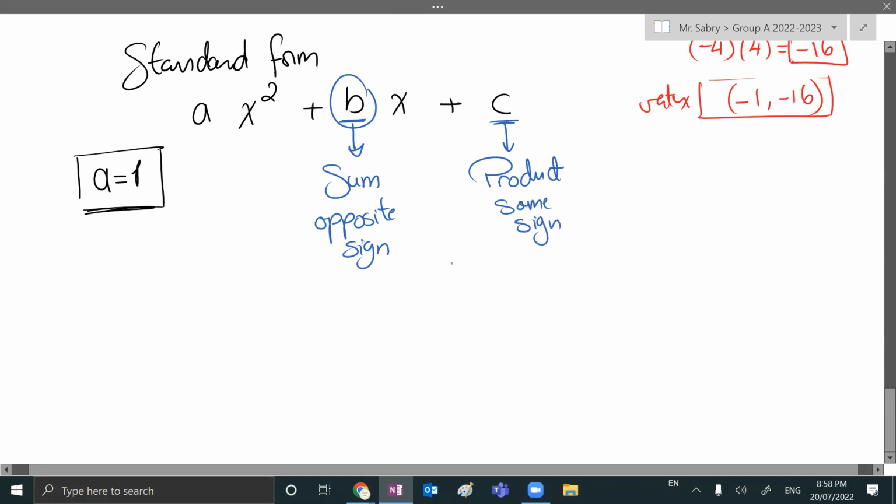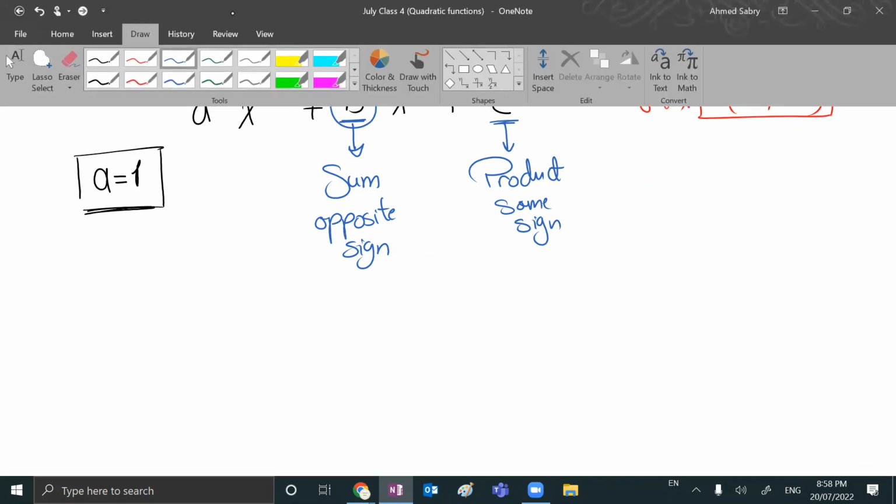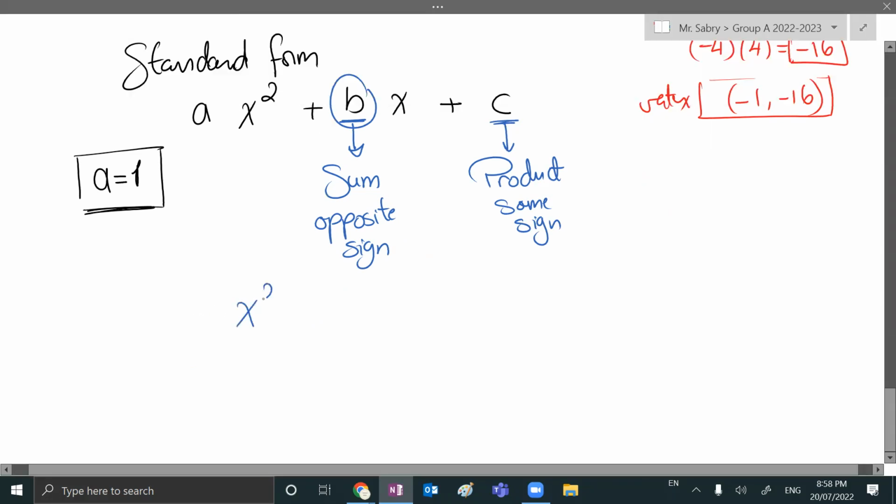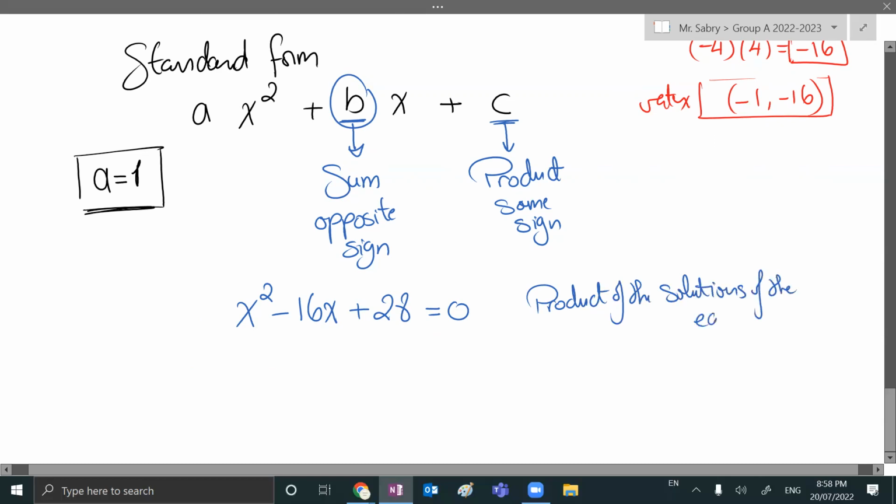What does that mean and what am I talking about? So imagine this example here. You're given x squared minus 16x plus 28 equals 0. In some questions, they may ask you, what is the product of the solutions of the equation?